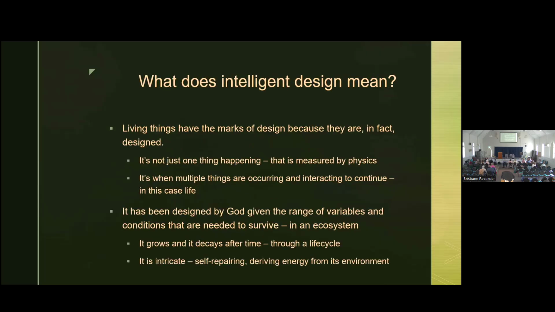So what does intelligent design really mean then in our thinking? Because what we're saying effectively is that living things have the marks of design in them. It's not just one thing happening and then by chance something else happens, as you would do if you were measuring something or trying to get a physical characteristic of something. It's because multiple things are all happening at the same time and interacting with each other that it makes this such a sensational story.